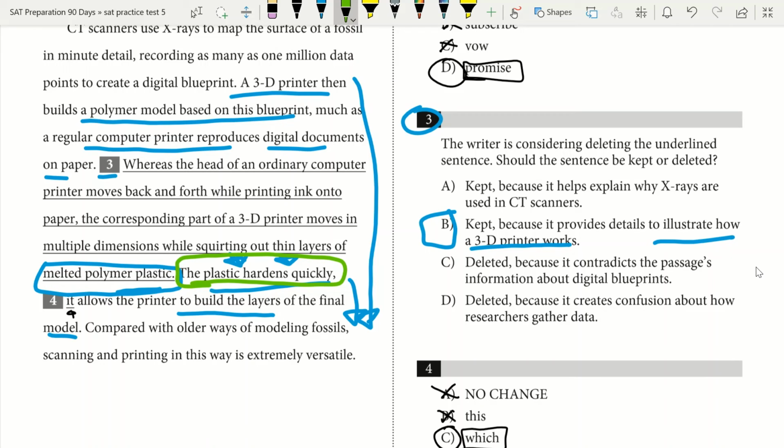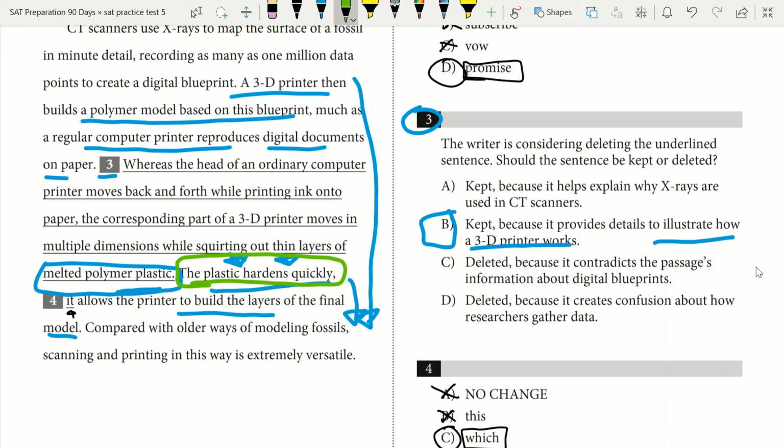So one thing that you can do when considering whether to add a sentence or not add it, or whether to keep a sentence or delete it, is you can look at context around it. So notice how I looked back a sentence when figuring out how to place this. Now obviously if I was taking the SAT writing section, I would have just read that sentence, so I wouldn't have to go back and reread it.